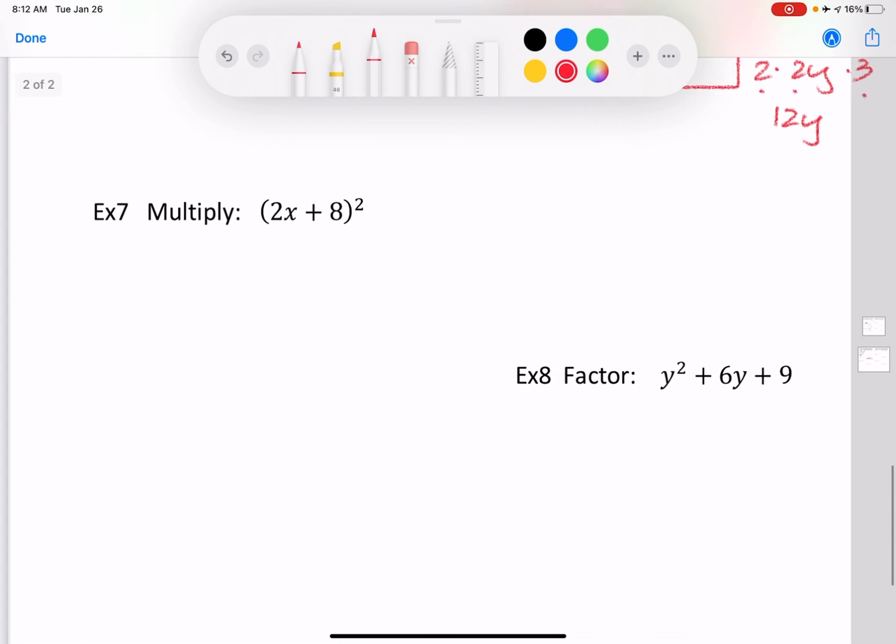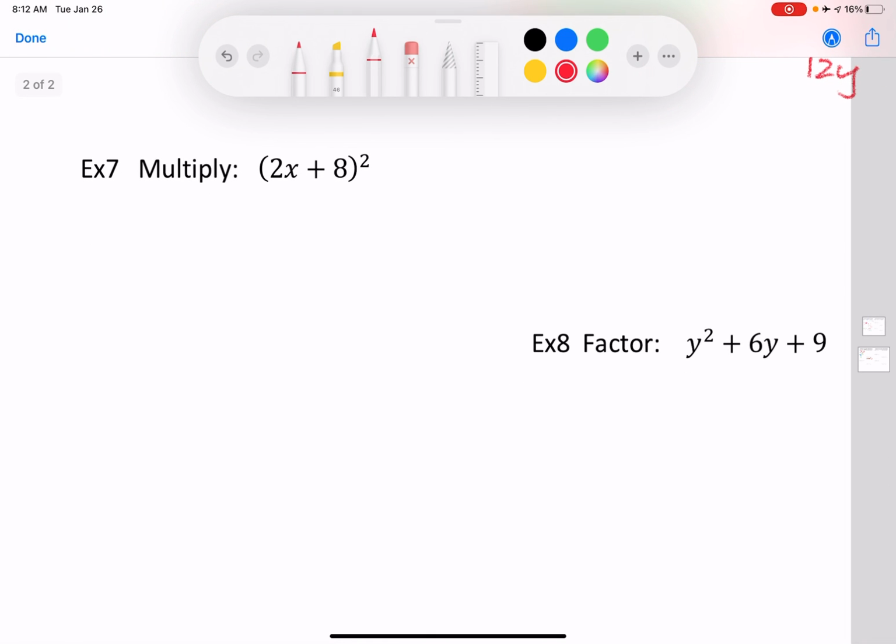All right, we've got 7 and 8 here. Okay, you are going to be responsible for submitting number 8 to me. For example 7, you are just FOILing it out, and you are responsible for turning this one in to me too.